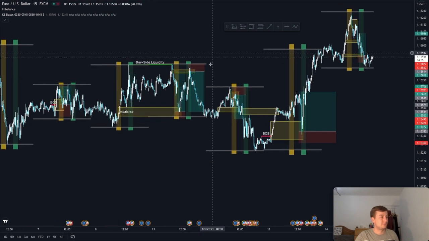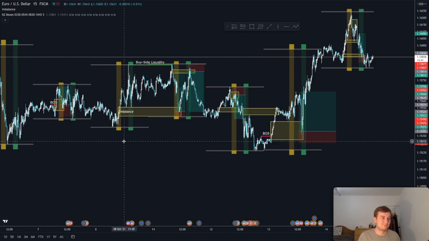Okay? So remember, draw out your imbalance, find where price comes to it, enter at 50%, target the last high. That's all you have to do every day. And you can make about 5% a week.